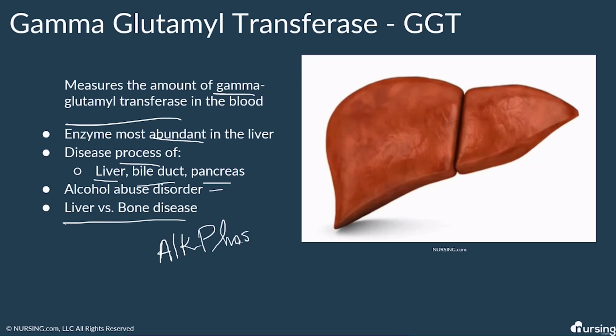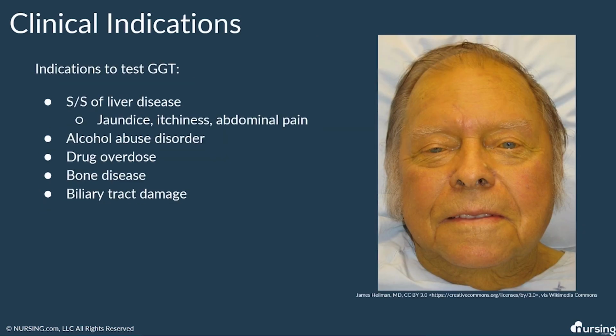Now, if we're talking liver, what type of clinical presentation do you think we're going to see in our patient? If you said jaundice, you're right. With liver disease, we're going to see patients with jaundice. They could have itchy skin, abdominal pain. They might even have ascites. Remember when the abdomen is full of fluid? Not that it would look like that.